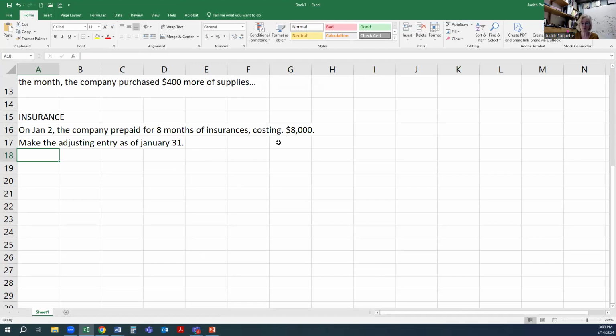But this is a problem where you have to do the calculation the same way we did for rent, but now we're using insurance. Okay. So what is the adjusting journal entry? Put it in the chat if you know, or if you just know the dollar amount for the month of January, put that in the chat.